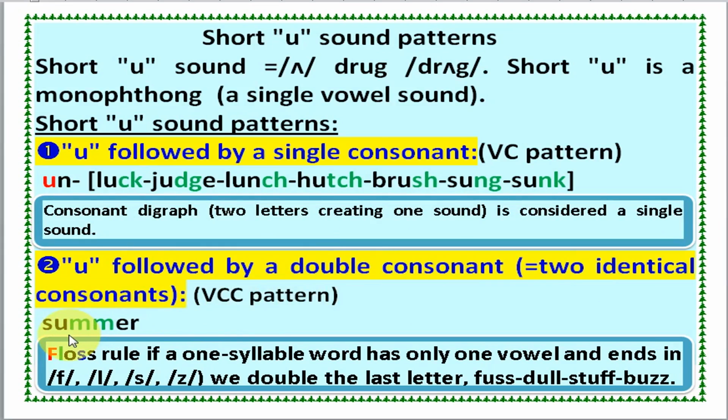We have a rule which is called the Floss rule. If a one-syllable word has only one vowel and ends in f, l, s or z, we double the last letter. So we have fuss, dull, stuff, and buzz.